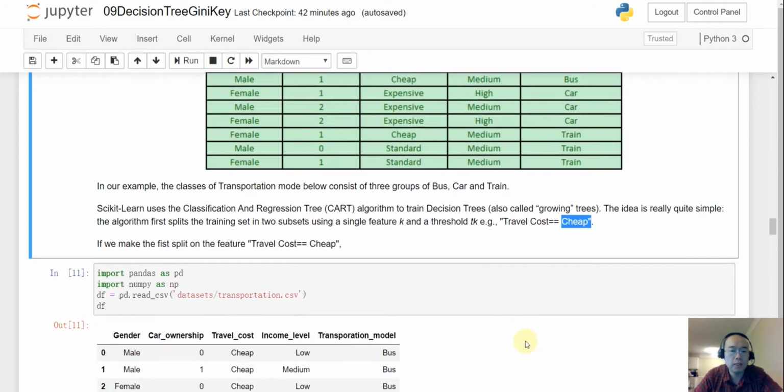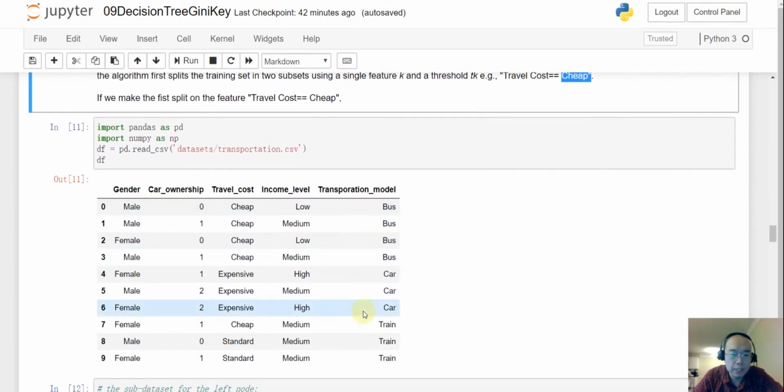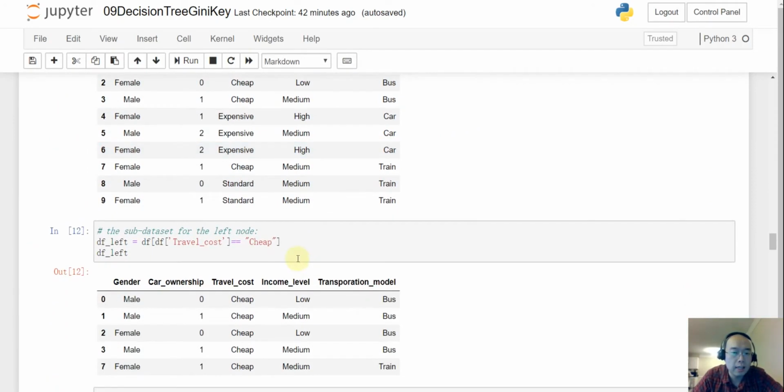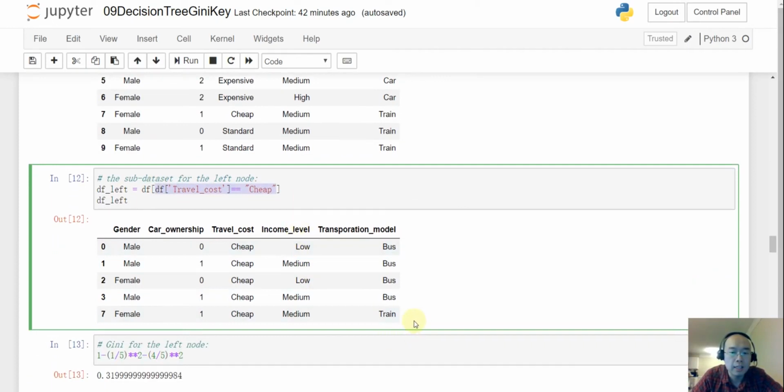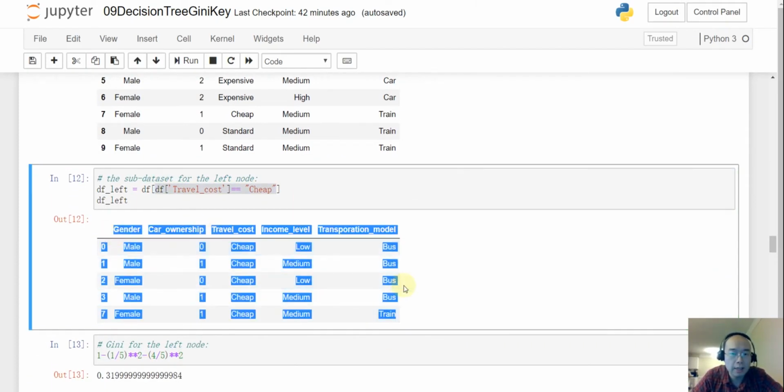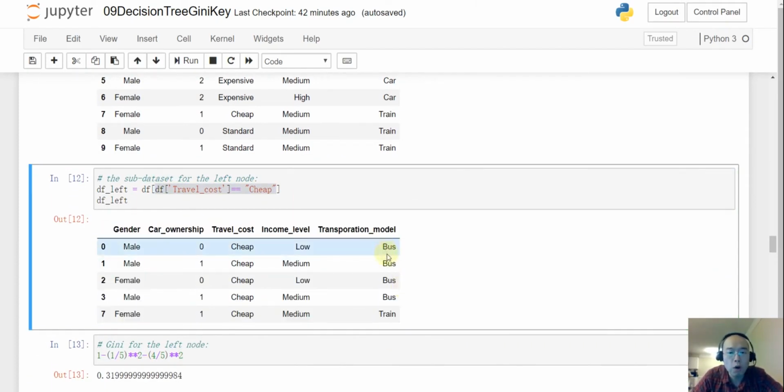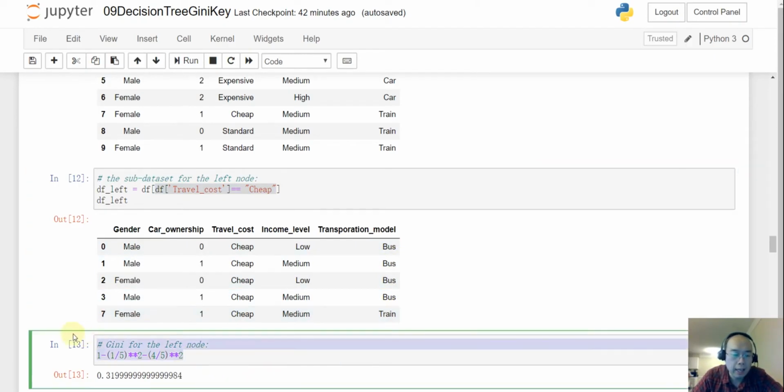Okay, so the next part, let's try to load this dataset, and then do a split here by doing a mask or a filter. If a sample has the travel cost as cheap, then I'm keeping it in this sub-dataset. And in this sub-dataset, I have 4 buses and 1 train, right? And then I can calculate this Gini.